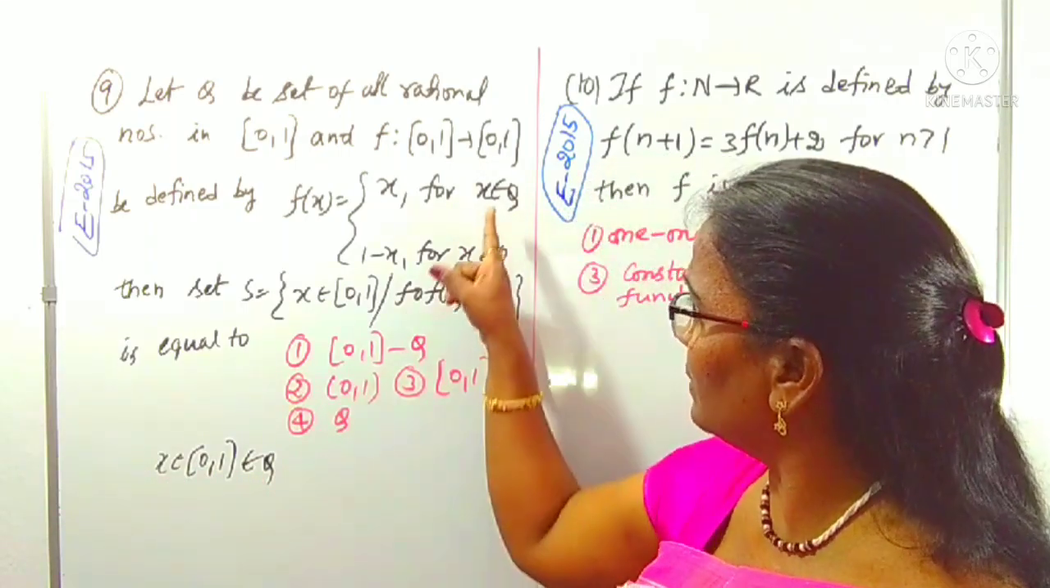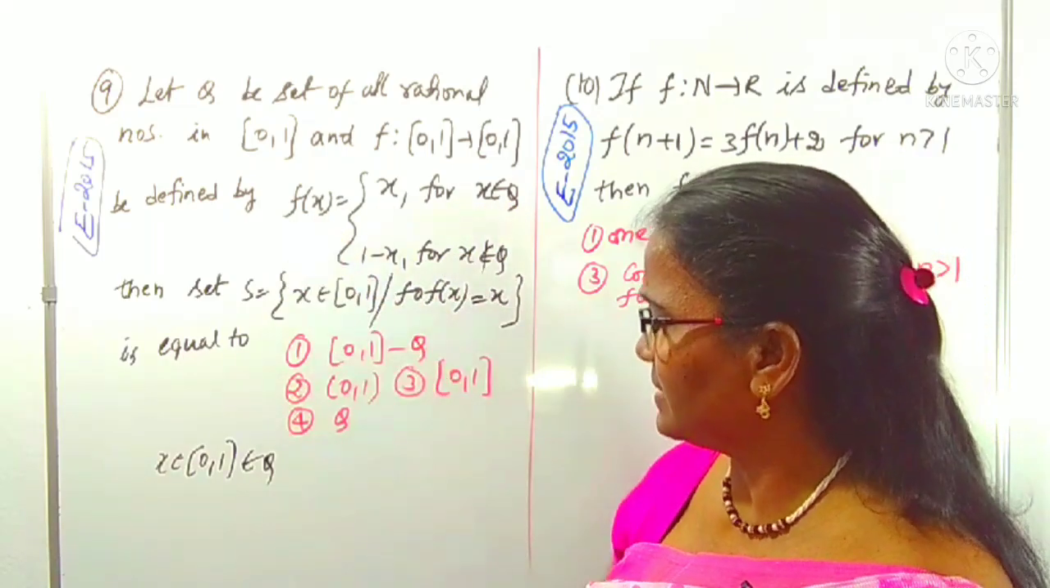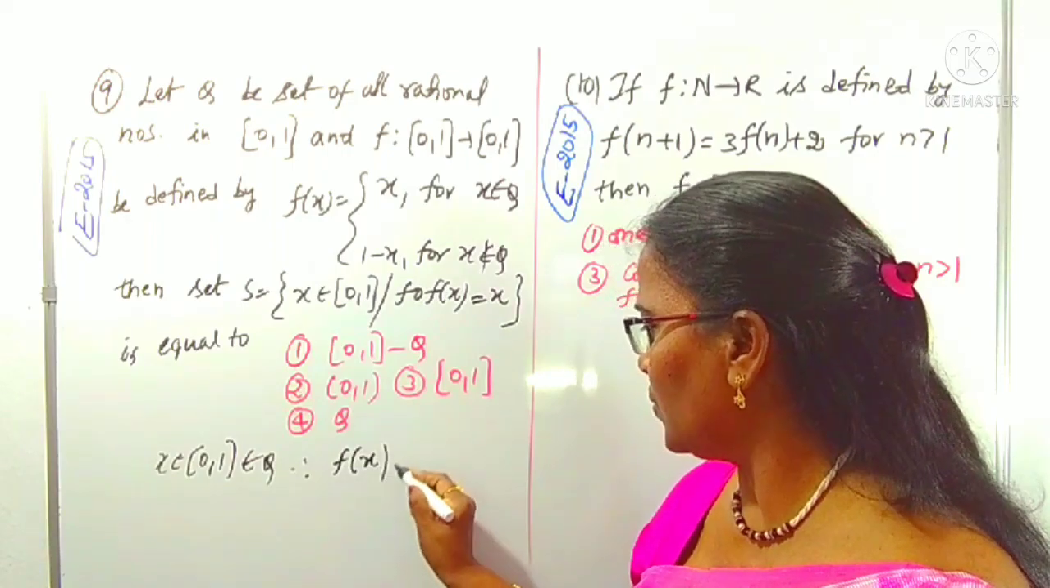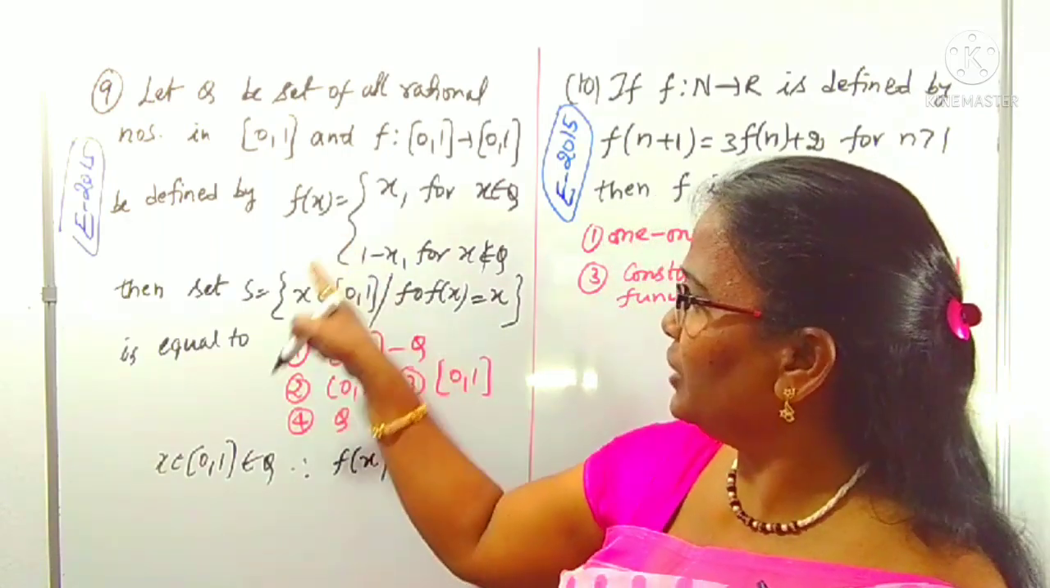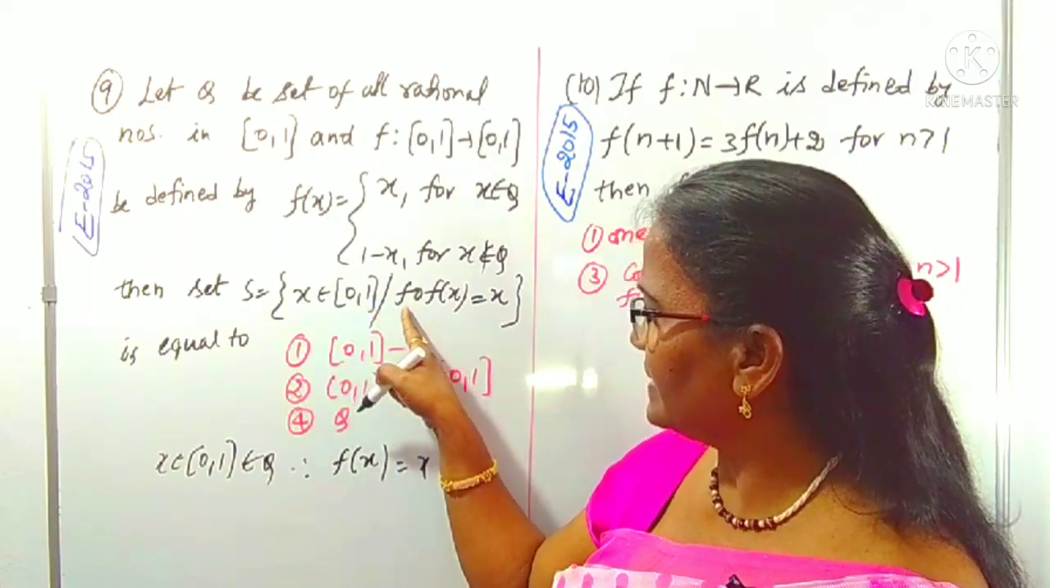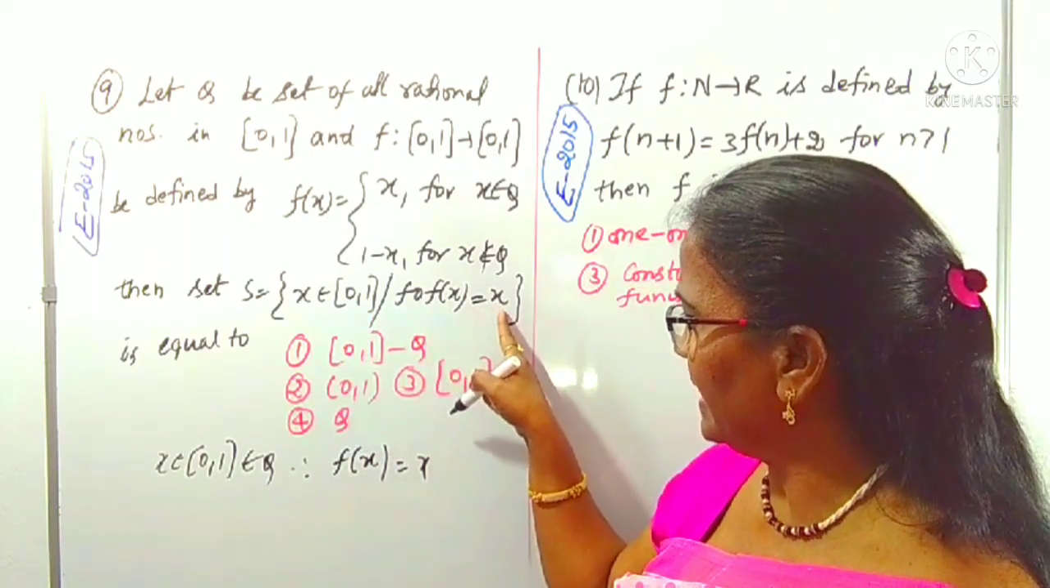x belongs to Q. f of x is defined as x only. We have to find the set of values of x which are 0 to 1. So, what is the definition here? f circle f of x must be x.